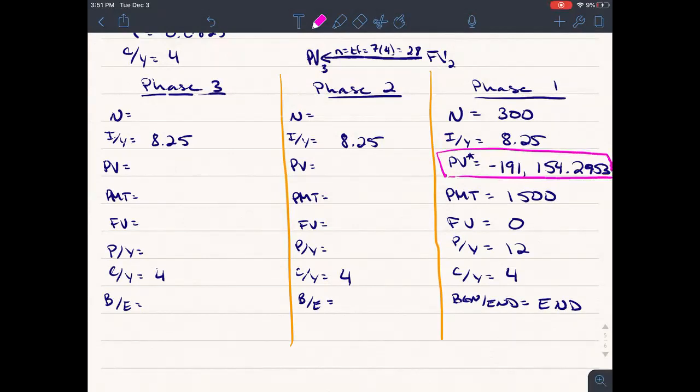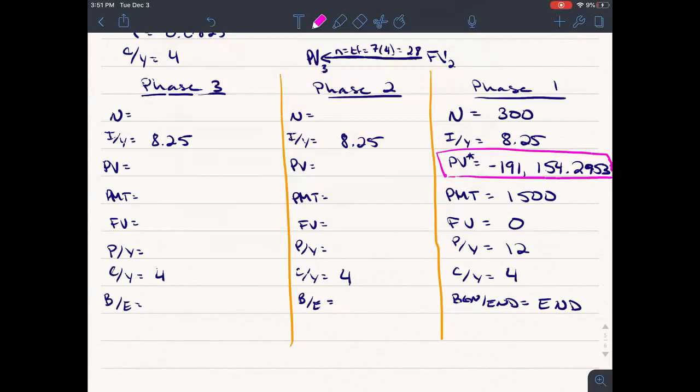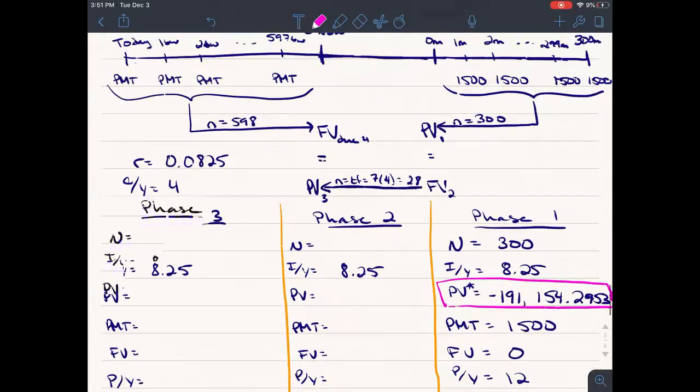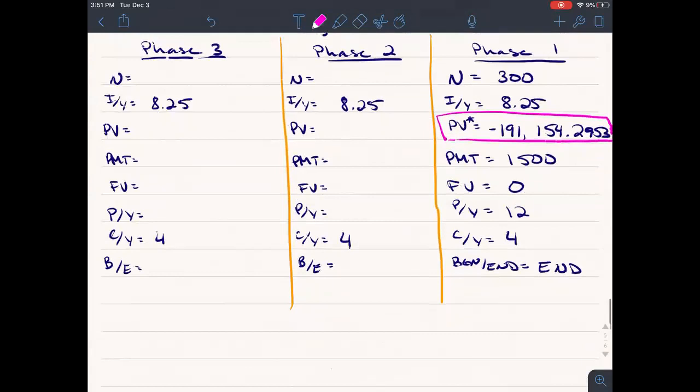Which I'll highlight here. I can only have money, so money can only have 2 decimal places. And so this present value from our math becomes the future value in phase 2. So I'm just going to jot that down, but changing it to just 2 decimal places: 191,154 and 30 cents.